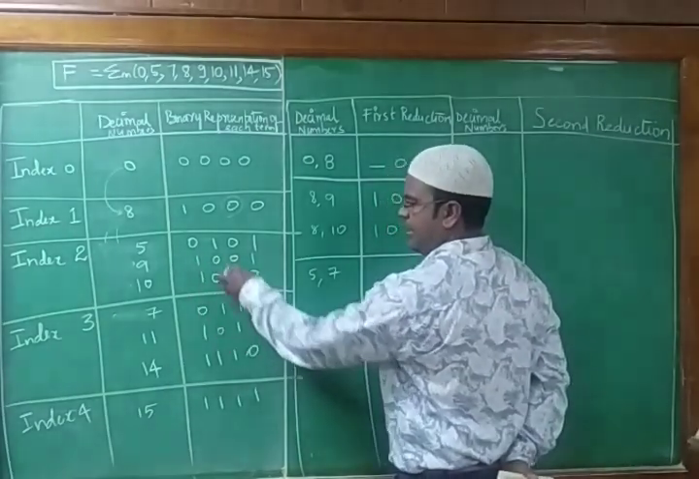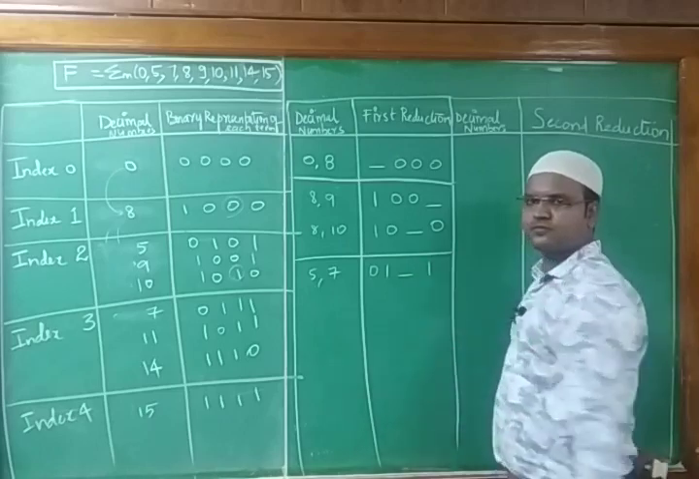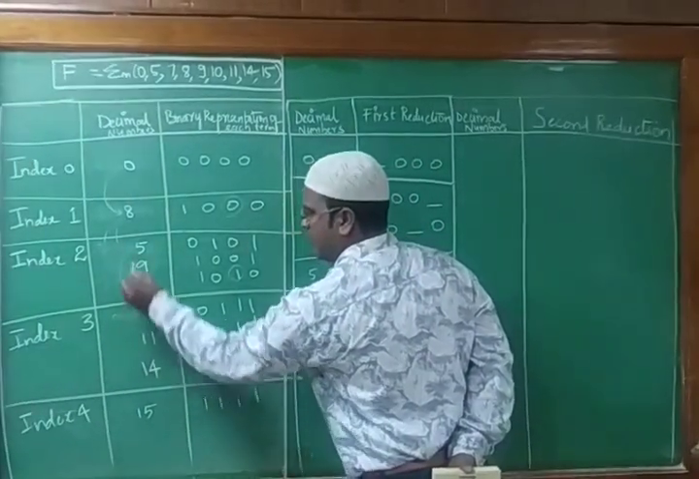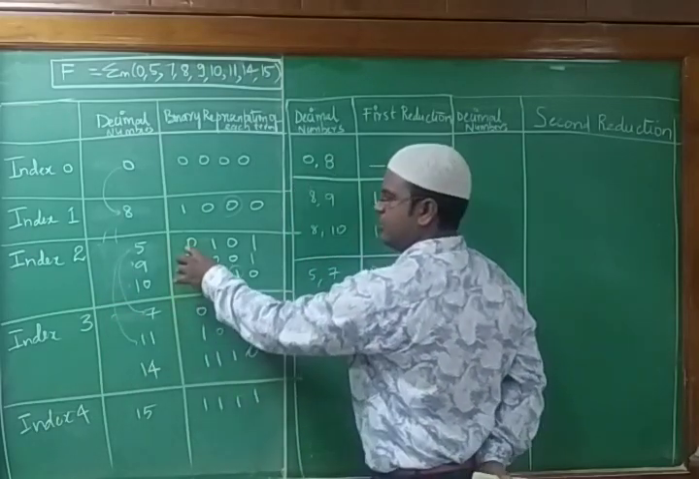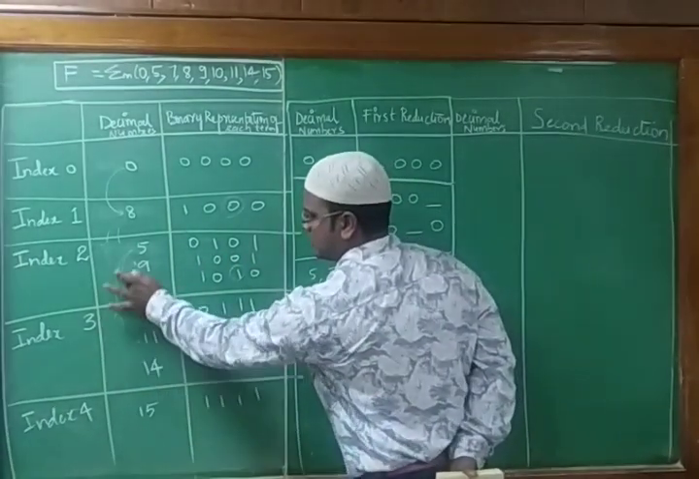So I'll get 0 1 dash 1. 5 with 7 is done. So this with 7 we have done. Now 5 with the next bit you check. So here is 0, here is 1. Here also it differs. That means 5 with 7 is not possible.